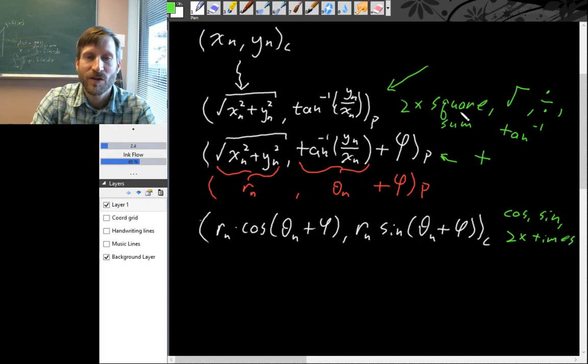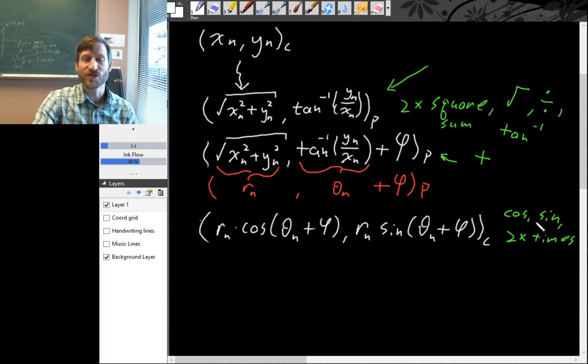Okay, so 2 squarings, a square root, a division, a sum, an inverse tangent, another sum, a sine, a cosine, and 2 multiplications. But keep in mind that we have to do each of these operations for every single point that we're rotating. And remember, a typical image consists of thousands or millions of points. So this is an awful lot of work to have to do millions of times.